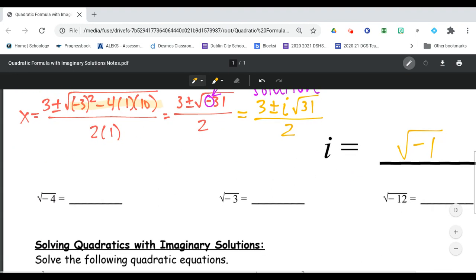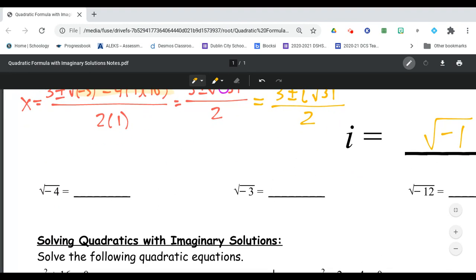So let's take a look here and simplify some of these square roots with negatives in them. Okay, so if we think about this, the square root of -4: the square root of 4 is 2. And because I have a negative under my radical, I'm going to put an i in my answer. So my answer would be 2i.